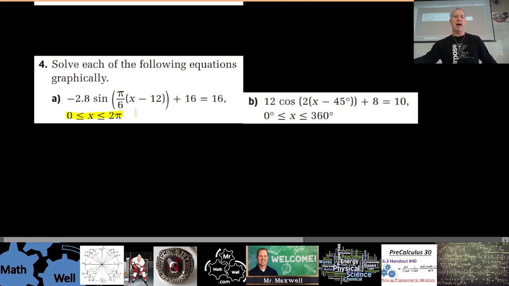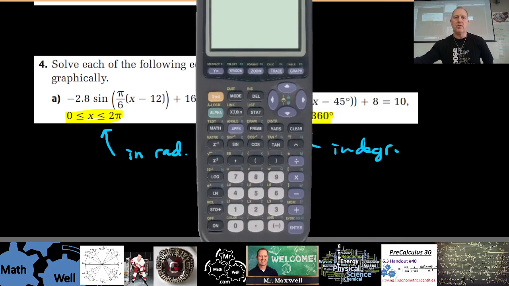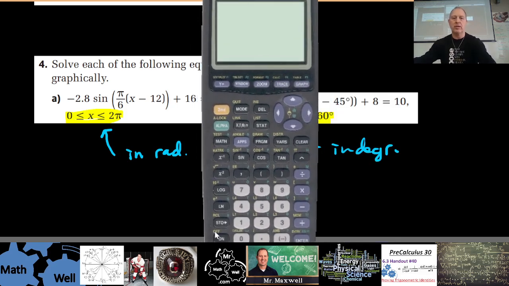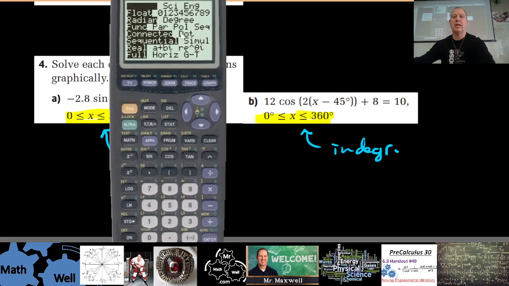This one is 0 to 2 pi, and this one is 0 degrees to 360 degrees. So the first one is radians and this one is degrees. When you do this on your graphing calculator, the answer is going to be in radians for this one, and in degrees for the other. So when you graph A, go to mode and make sure your calculator is in radians, because when you find the x values of the intersection points, you want the answers in radians. For B, you want it in degrees.